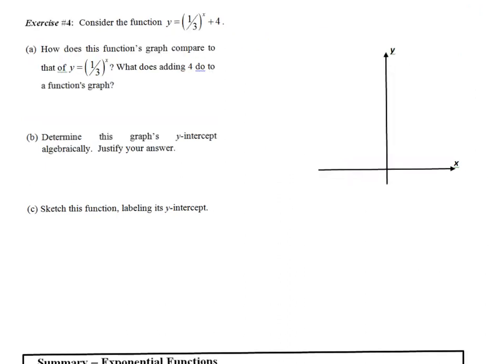For our last function, we're going to graph the function y equals 1/3 to the x power plus 4. Now let's look at question A. How does this function's graph compare to that of y equals 1/3 to the x? Let's think about what adding 4 does to the function's graph. Remember that we're really adding 4 to the output of the original function, so adding 4 should mean that my y values are 4 higher. So that means that we are going to shift this graph up 4 units.